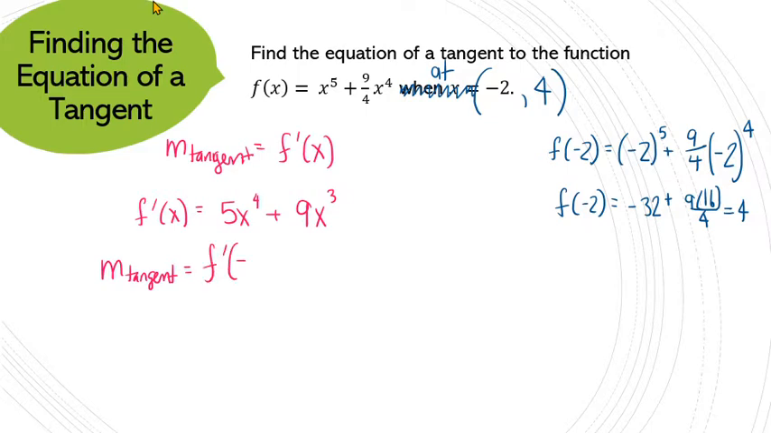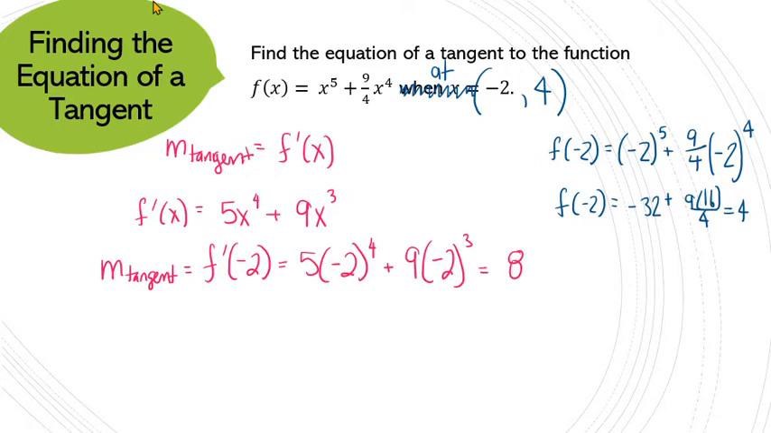f prime of negative 2. So what is the value of the derivative at negative 2? Plus 9 times negative 2 cubed. And we do all that math, and we're going to end up with 8.